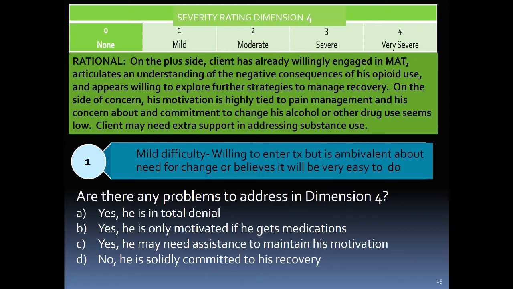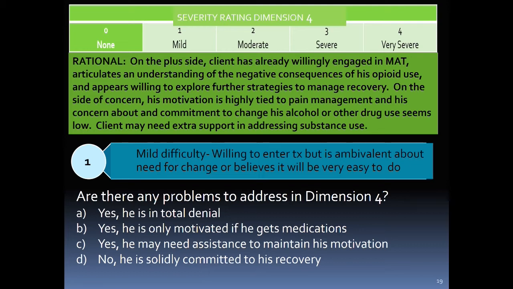So for this dimension, it would be most appropriate to place Mr. Doe with a 1, mild rating, willing to enter treatment, but is ambivalent about need for change or believes it will be very easy to do so.